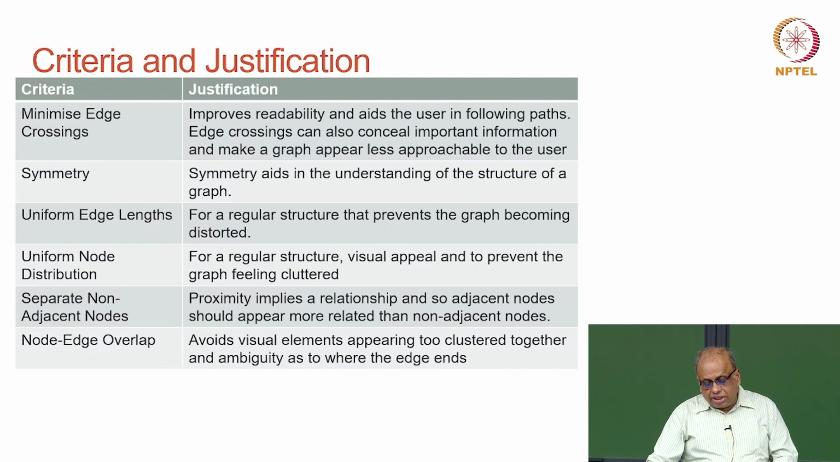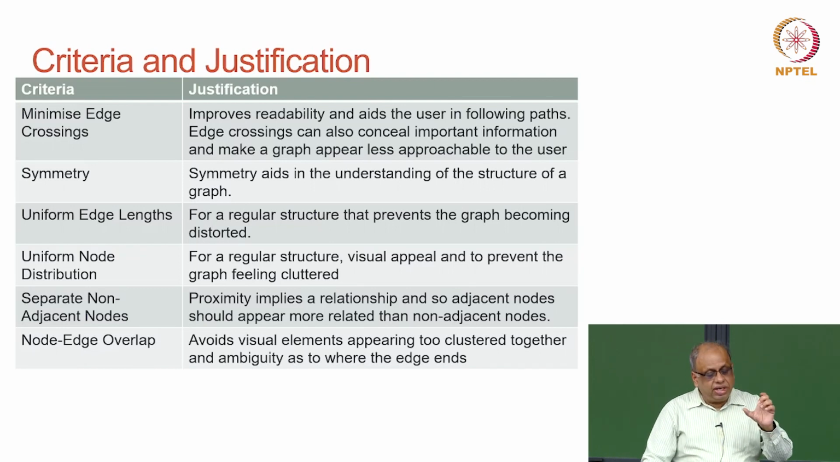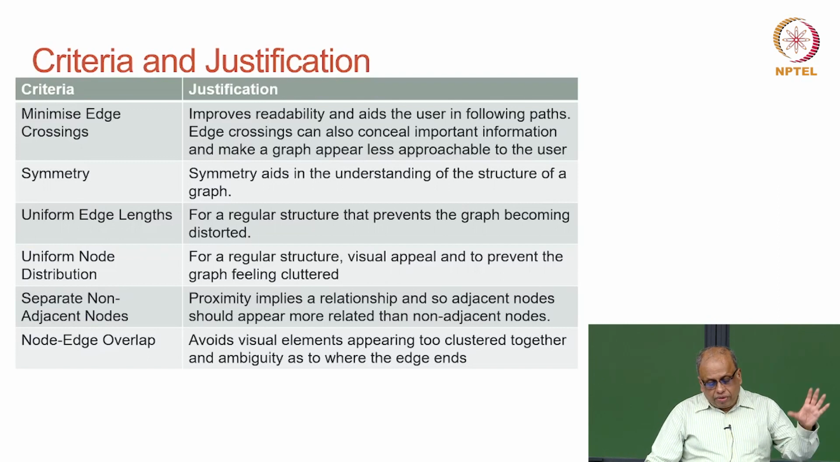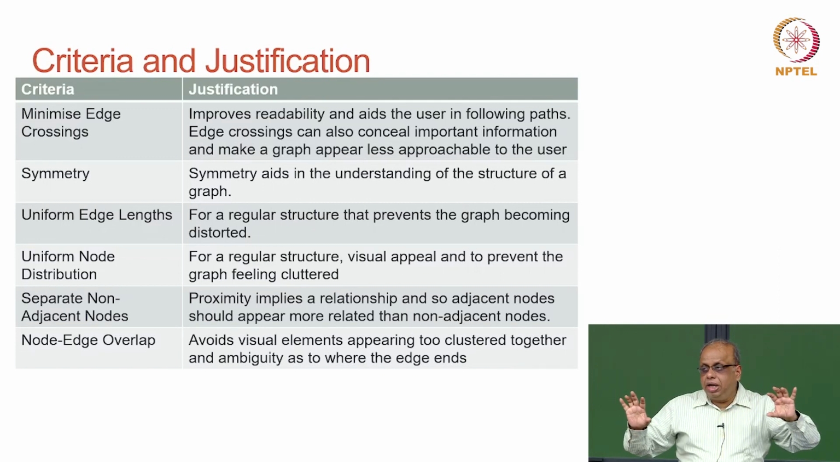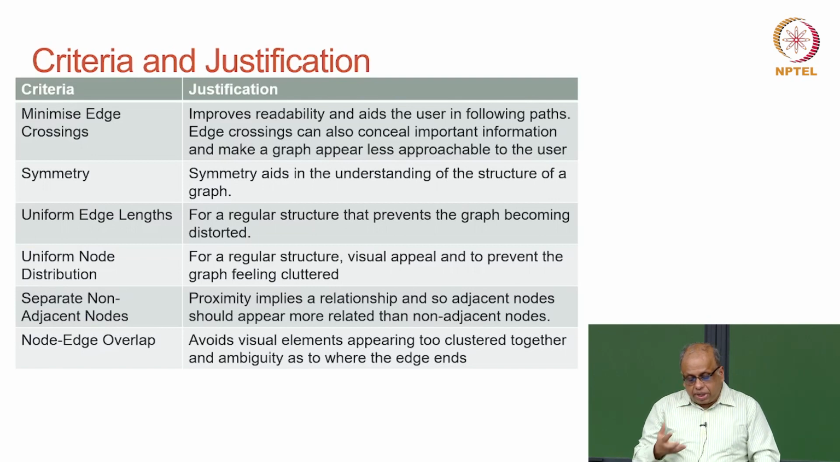Uniform edge lengths give a regular structure and prevent the graph from becoming distorted. So you want the edge lengths to be similar; one edge should not be very big and another very small. You also want uniform node distribution so that the visualization looks better. You also want non-adjacent nodes to be separated: if two nodes are not connected by links, they should not be together, and if nodes are connected by links, they should be together. Also, nodes and edges should not overlap, because then it can look very cluttered.